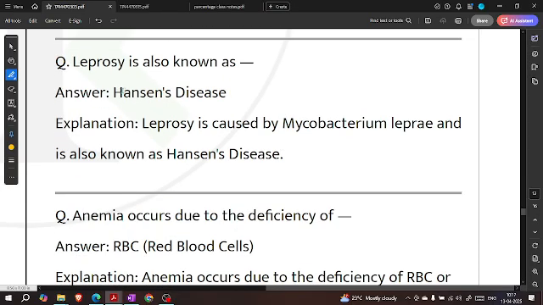Leprosy is also known as Hansen's disease. Leprosy is caused by Mycobacterium leprae and is also known as Hansen's disease.